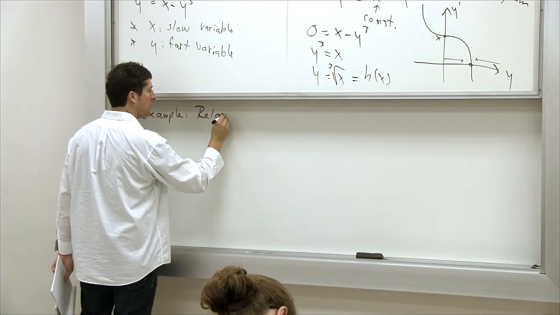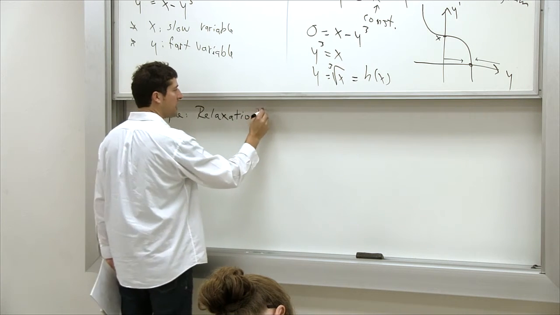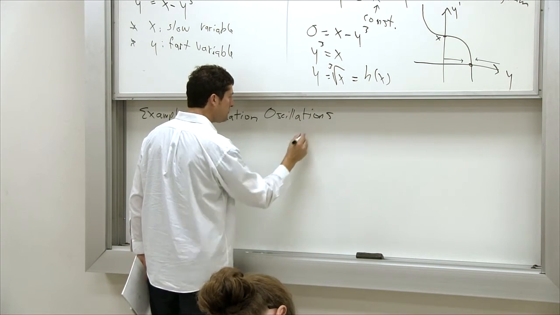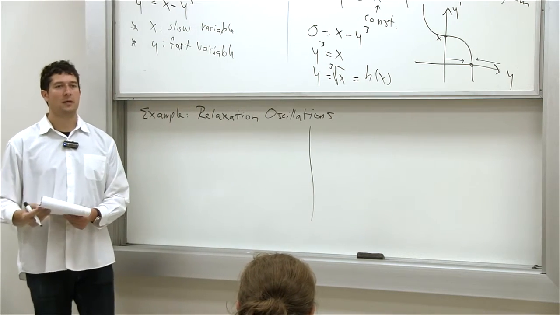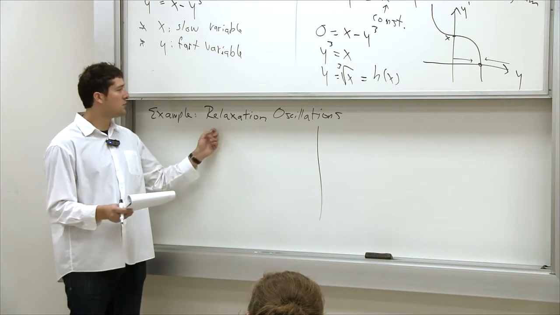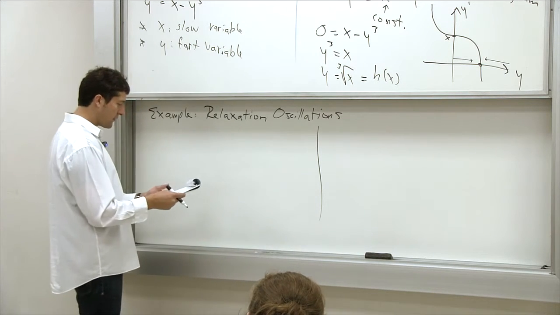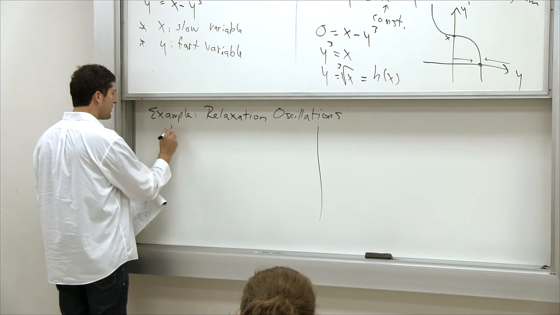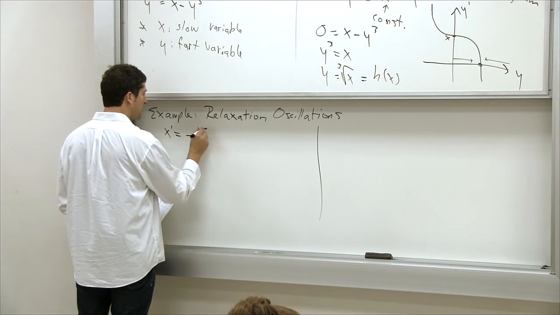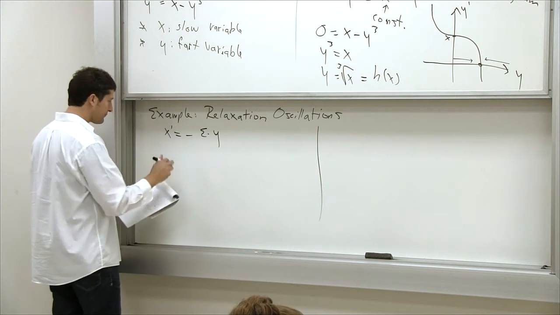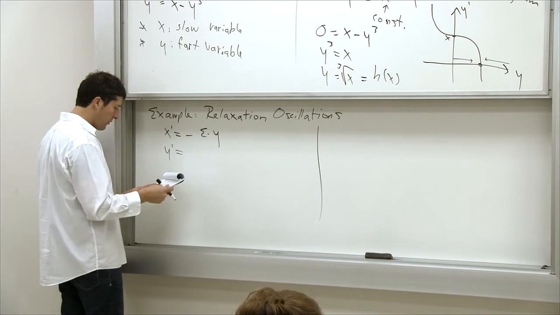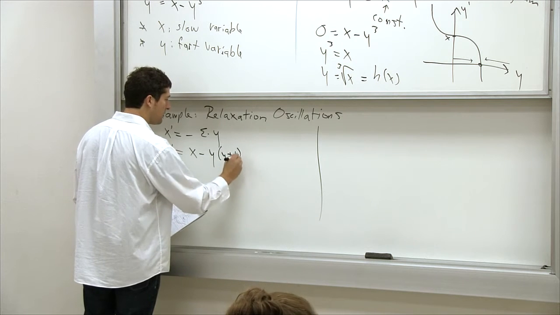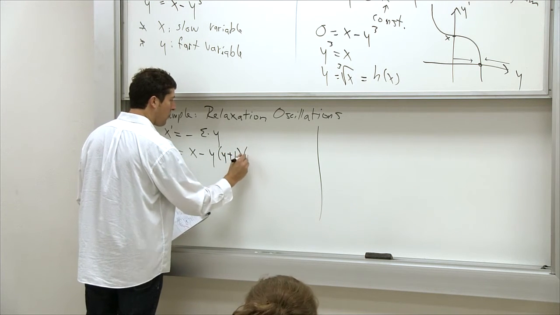relaxation oscillations. These things are very important in neuroscience. If you look at neurons over time, they do a lot of this stuff. I'm going to give you a very simple example. X prime is equal to minus epsilon times y. Y prime equals x minus y times y plus 1 times y minus 1.